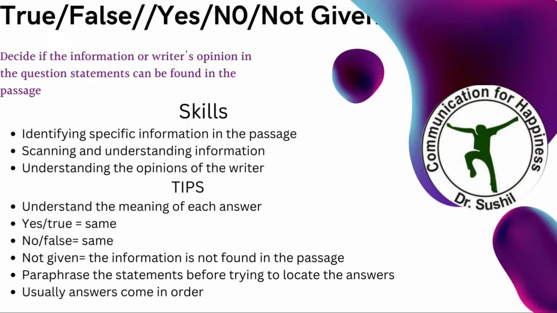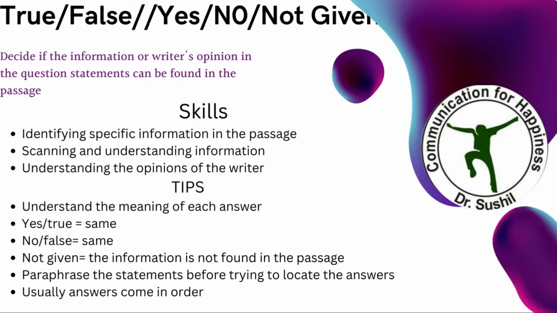The next and the easiest kind of questions are true, false, yes, no, or not given. So you have to decide if the information or writer's opinion in the question statements can be found in the passage or not. So here are some skills that you need to identify the answers: identifying specific information in the passage, scanning and understanding information, understanding the opinions of the writer.